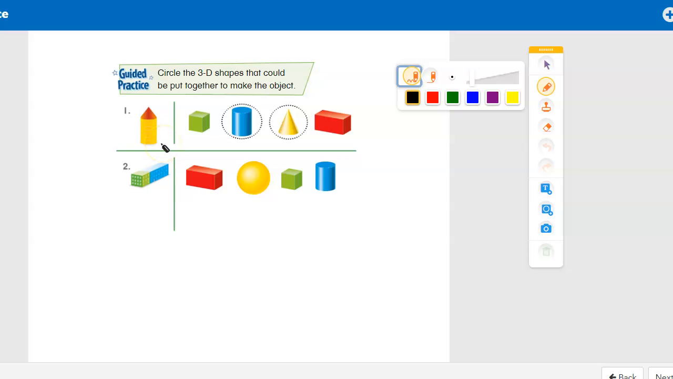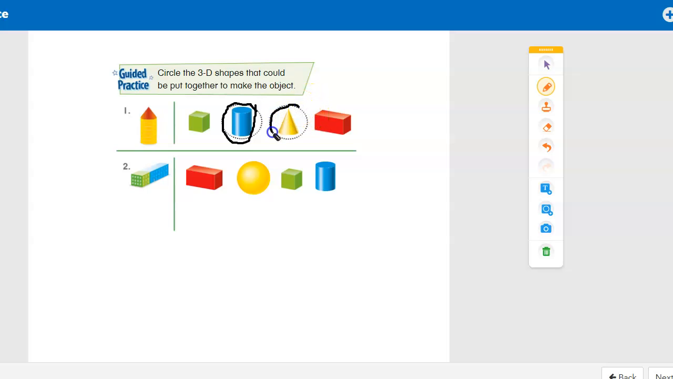Well, let's look at this object. We see it has one vertex at the top, and it looks like a cone, and then this shape, what shape does this look like? Well, if we look over here, it already did it for us. So we are going to circle the cylinder because we can see that a cylinder was used here. And then there is a cone on top. So we are going to circle the cone and the cylinder.